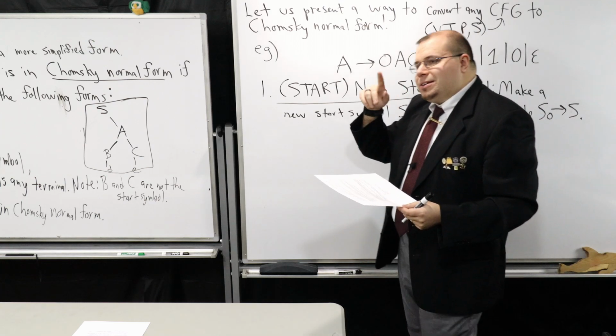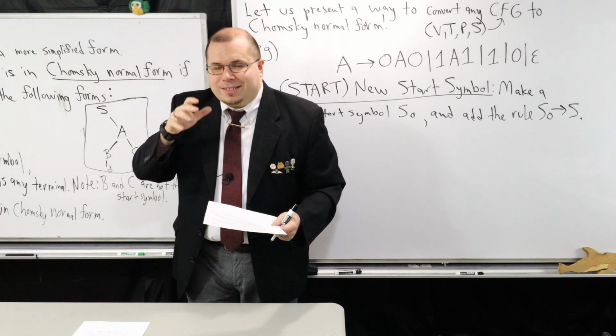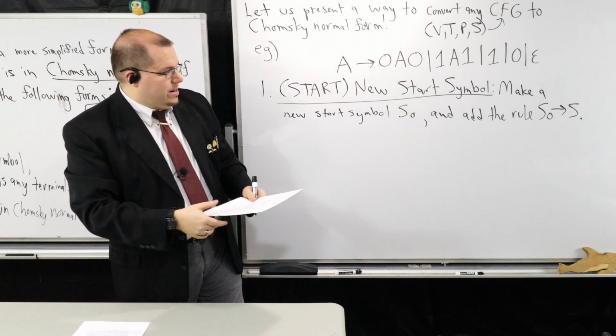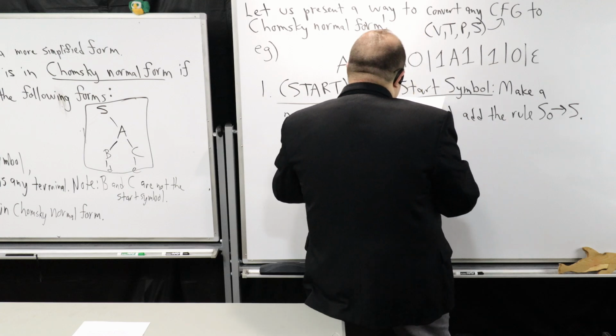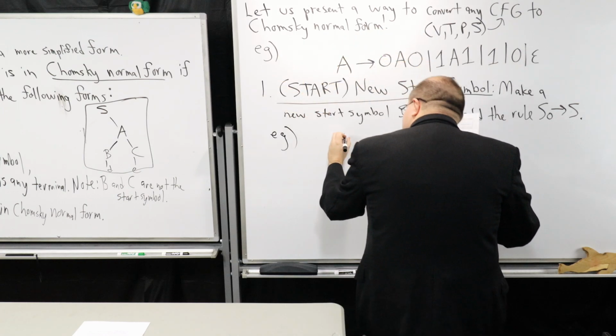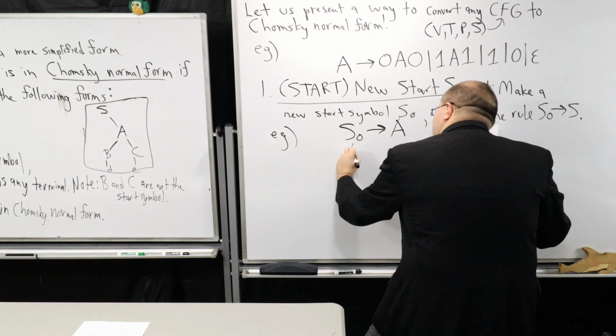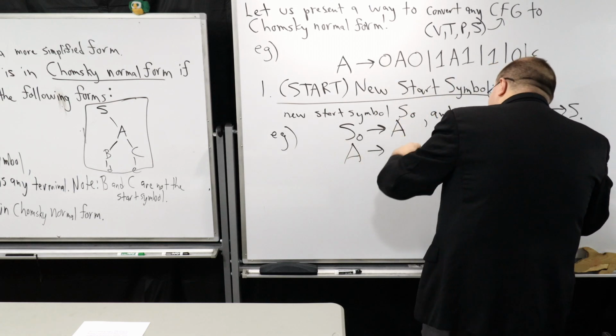That way I can guarantee that none of the productions anywhere else in the grammar will have this new start symbol in it. So just to continue our example, I'm going to take this right here. I'm just going to introduce the start symbol, S0. I'm going to give it A, and then I'm just going to leave everything as I had it before.